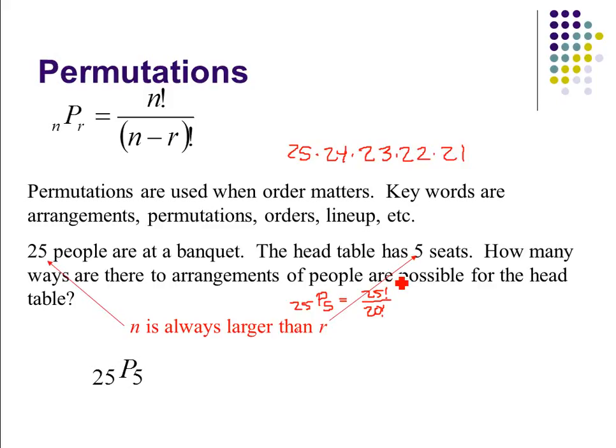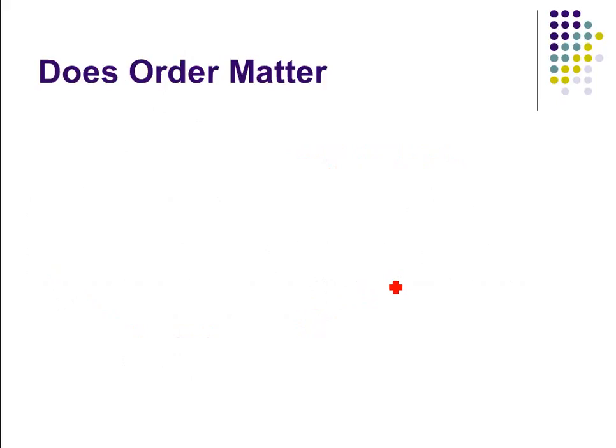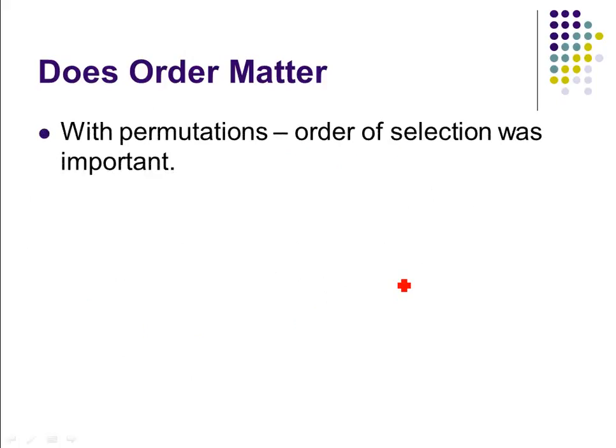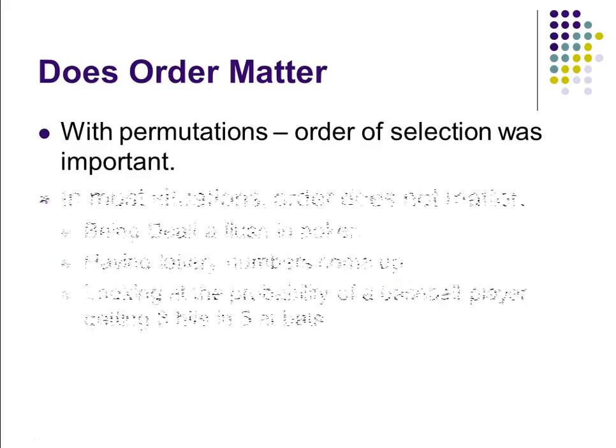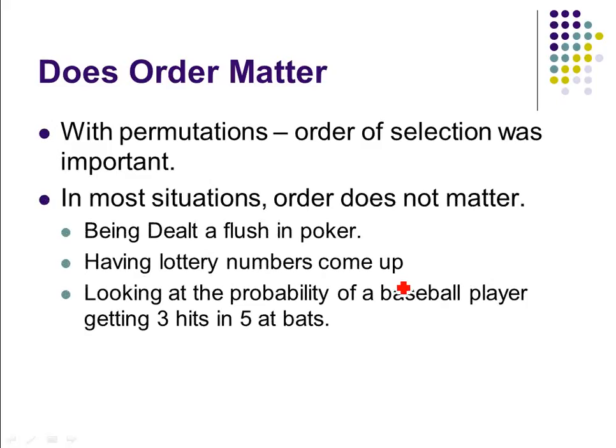So that's 25P5, 25 factorial over 20 factorial. Now, on the problems you were working with, you have order mattering. So the first thing you've got to think about is, does order matter? With permutations, order of selection was important. In most cases, order doesn't matter.